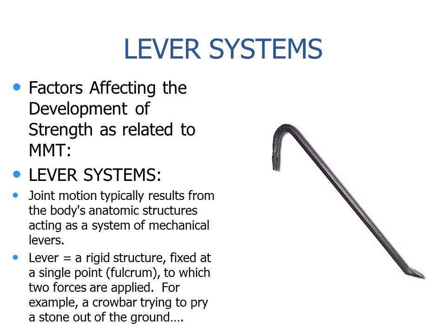And if you remember back to your classes in either physics or mechanics, you remember that a lever is a rigid structure that is fixed at a single point. We call that single point of fixation the fulcrum. Now, a lever becomes a lever when two forces are applied at various points along the lever. And a classic example of a lever would be a crowbar. Imagine a crowbar trying to pry a stone out of the ground.